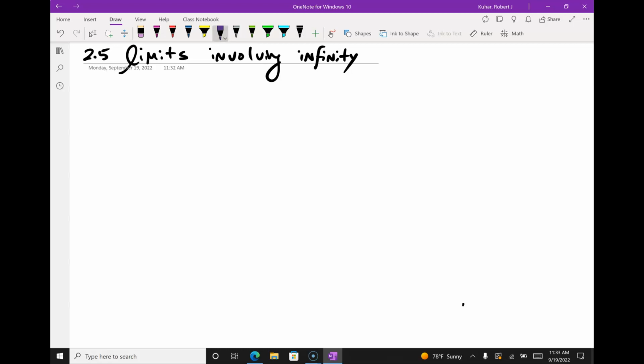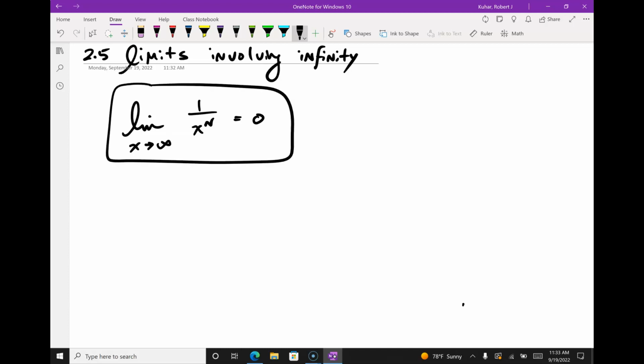So of course I want to do them numerically, right, with a table. I want to do them graphically with Desmos. I can also do some of these with L'Hopital's, and then we have one other little trick that we'll take a look at. So our main theorem here is the limit as x goes to infinity of 1 over x to the n is 0. And of course we can verify this numerically and graphically. There's an epsilon delta proof, but I don't want to bother with it.